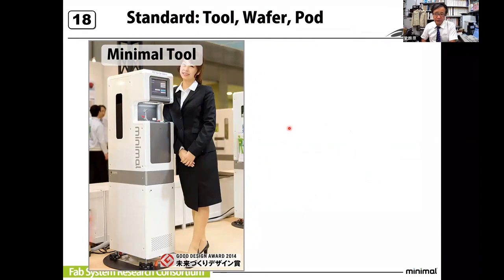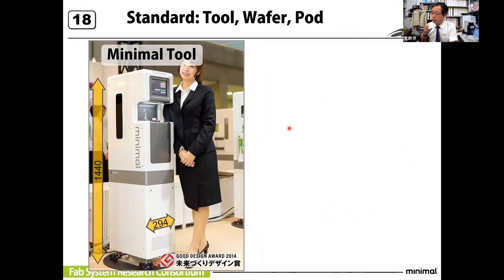So we have to standardize everything. The tool height is 1440 millimeter and the width is 294 millimeter. The reason for using this kind of difficult number is that we have to make a space of 6 millimeter between the two tools. So the periodicity of the tools is 300 millimeter.